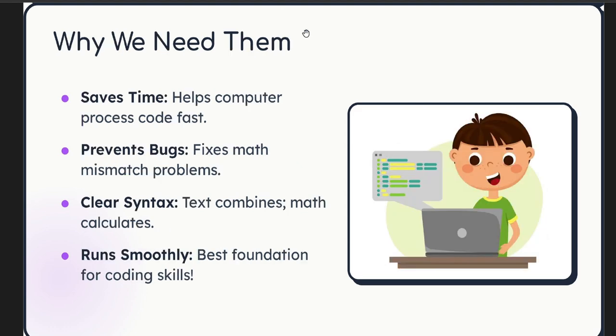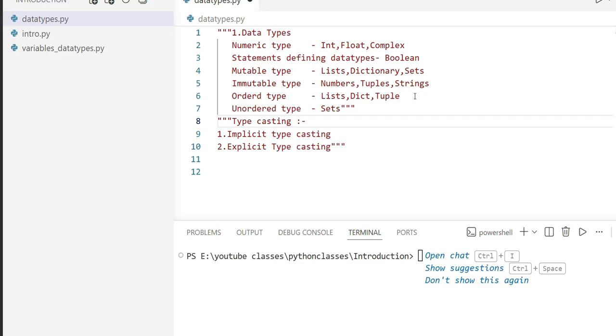Why do we need data types? We need data types because they save time, prevent bugs, give clear syntax, and help code run smoothly. Coming to data types, we have different kinds like numeric data types, statement defining data types, mutable data types, immutable data types, ordered data types, and unordered data types. We also have typecasting for converting one data type into another. We will study them one by one in detail.